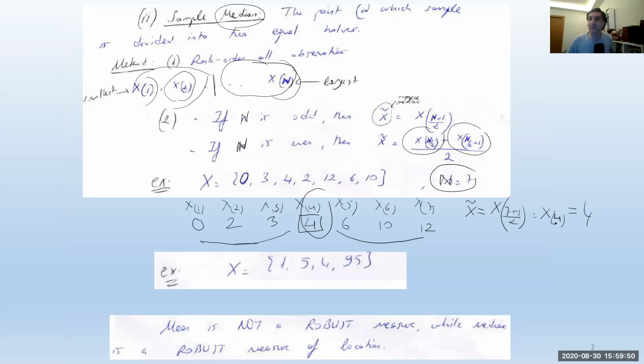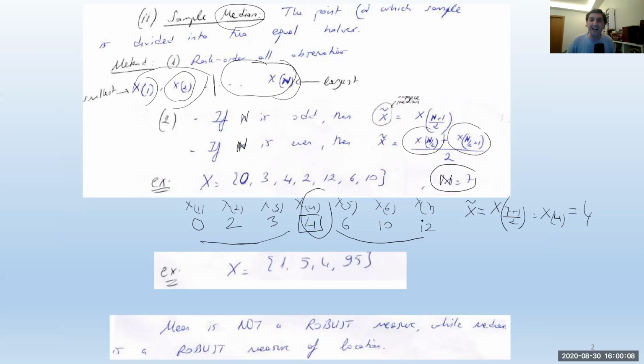Note that this 4 here, the 4th ranked observation, has got nothing to do with 4. So basically, if you are not given this set, but you ask, just tell me the location of the data, the median of the data is equal to 4, which gives you an idea about the location of the data.